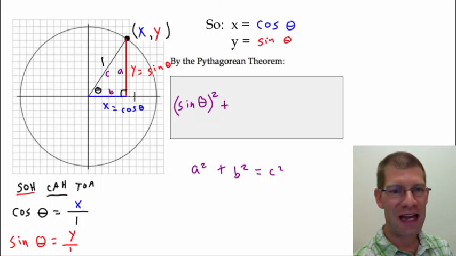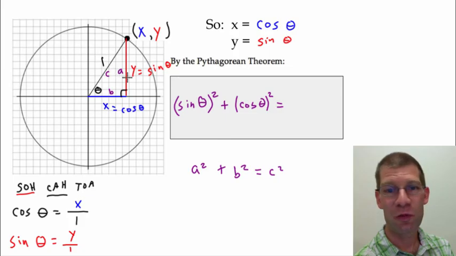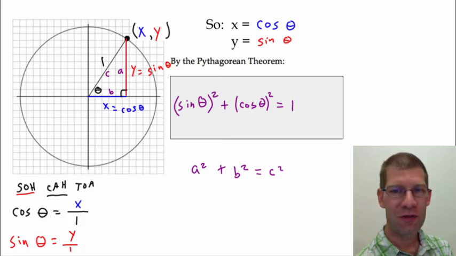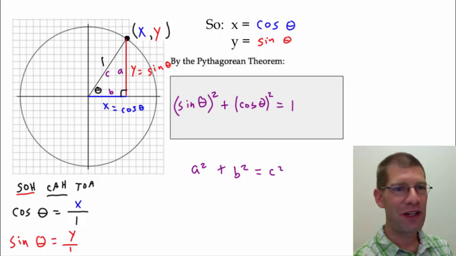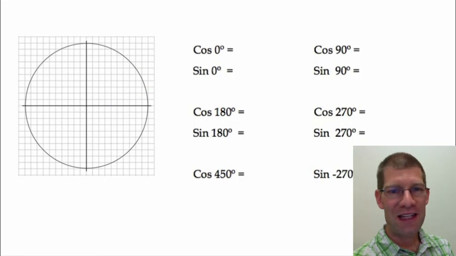Well, b is this x value over here, which is cosine of theta. So again, we need to put it in parentheses. Cosine of theta is the cosine value that's squared. And that equals c squared. Well, c is 1, so it just equals 1 squared or 1. And that takes us back to one of the properties we had in yesterday's notes. And like I said, this is the one that usually shows up on the ACT in some way, shape, or form.